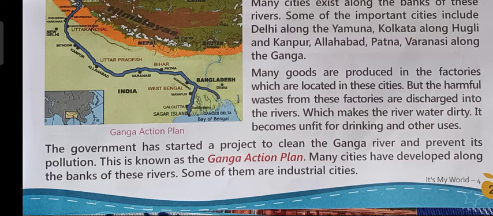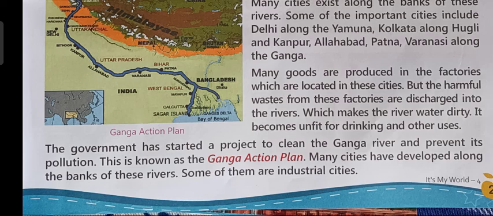So, the government has started a project to clean river Ganga. And this project, children, is known as Ganga Action Plan. According to this project, what happens? The government is trying to clean the river Ganga, which is now getting polluted.